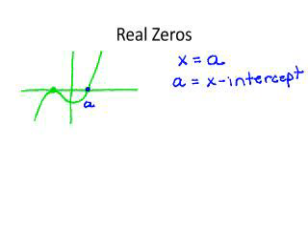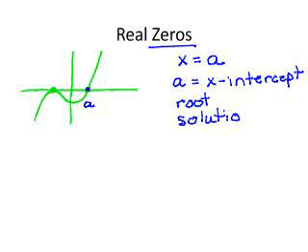It is also referred to, so not only as a 0, but as a root or a solution to the equation. And if it's a solution or a root or a 0, then we know that a factor is going to be x minus a.